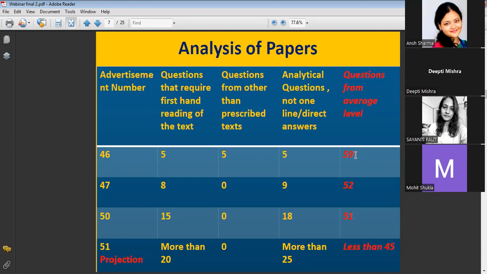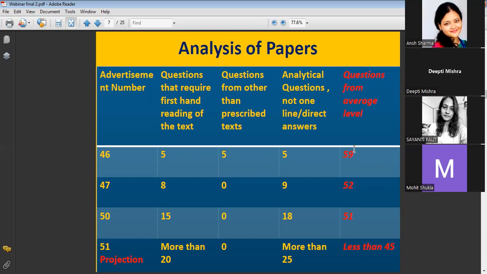Now, this is a very problematic term, average level, because for me, I'm average. So if I saw a question that a student like me, or a student of my question range, could attempt correctly, then I called it average. Now, your average may be above or below me, but I tried to be neutral, not very much biased in this.